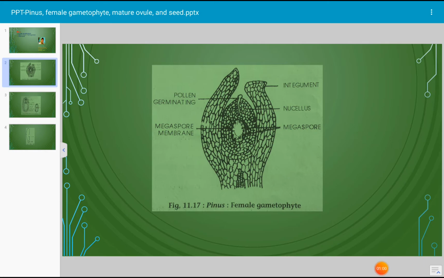At this stage, the embryo sac lies surrounded by 2 or 3 layers of spongy nutritive cells, as shown in the photograph. The development of the embryo sac up to this stage takes a period of 1 year, and the female cone becomes ready for pollination. Pollination is activated through the agency of wind. Wind pollination occurs in Pinus. Wind pollination is also known as anemophilous type of pollination.